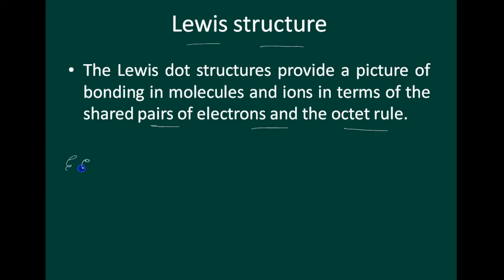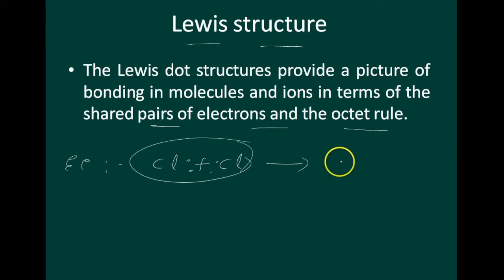For example, this is chlorine plus chlorine. If it is sharing the pair of electrons, as I explained, this gives a chlorine-chlorine single covalent bond. This does not explain the bonding and behavior of the molecule completely, but it does help in understanding the formation and properties of molecules to a large extent.